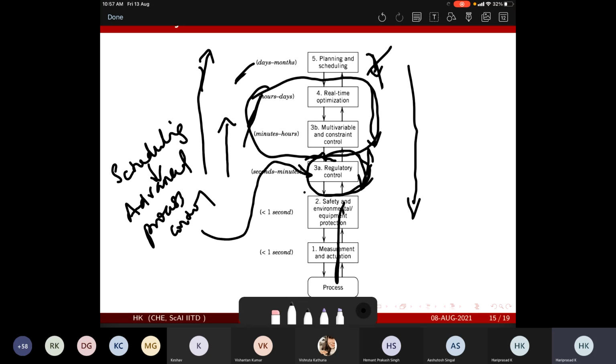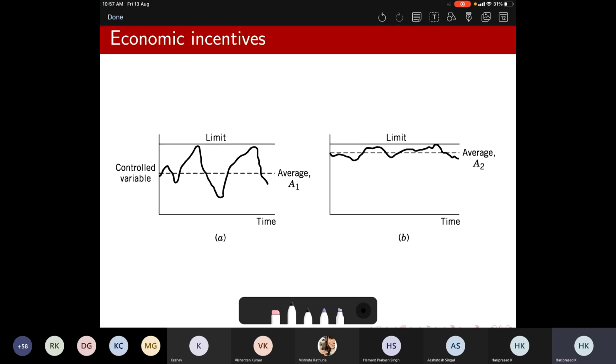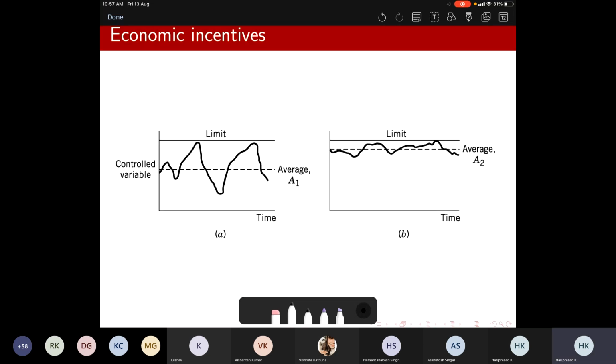And when you do advanced studies, you would talk about scheduling and advanced process control on the top. I just gave you a hint. So what is it that we eventually need? Okay. So this is what I told.